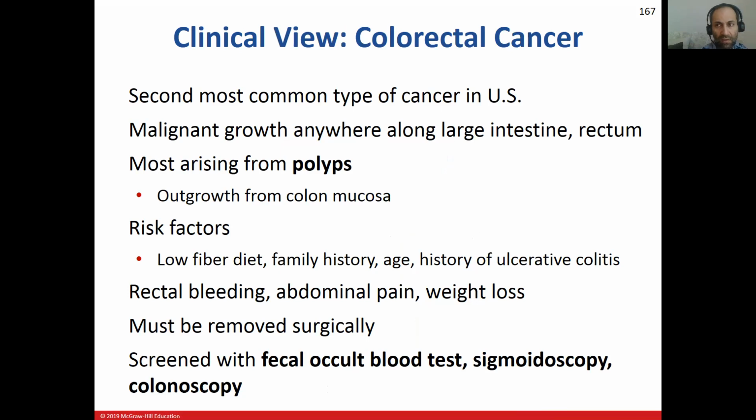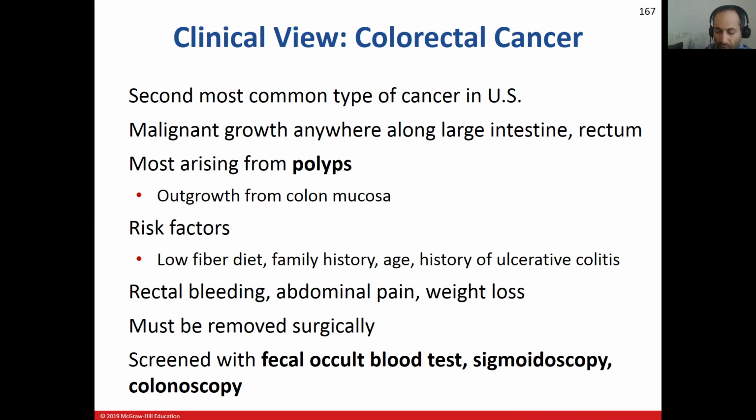Some of the risk factors: family history, genetics, your advancing age, also your diet. The more animal fats that you've consumed throughout your lifetime, the higher your risk. Being obese, being overweight, having a history of ulcerative colitis, inflammatory bowel disease, low fiber diet, all of those are risk factors, all right? The signs and symptoms, they appear late.